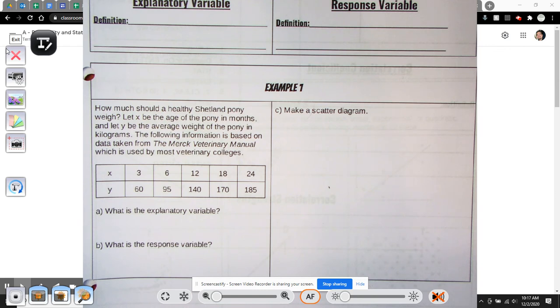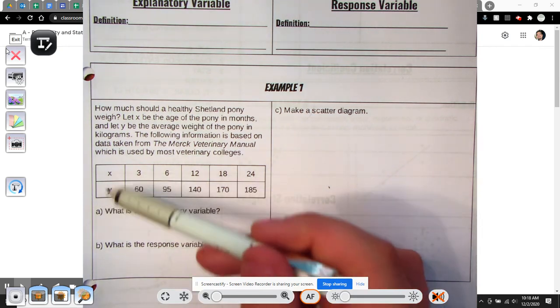So example 1. How much should a healthy Shetland pony weigh? Let x be the age of the pony in months, and let y be the average weight of the pony in kilograms. The following information is based on data taken from the Merck Veterinary Manual, which most veterinary colleges use. A lot of times, if we're checking for validity of problems, we always want to see the sources.